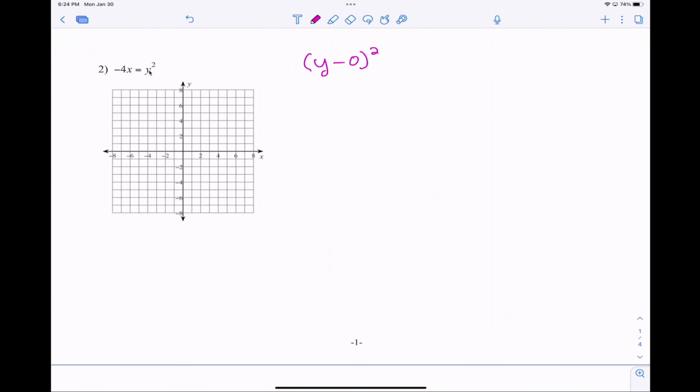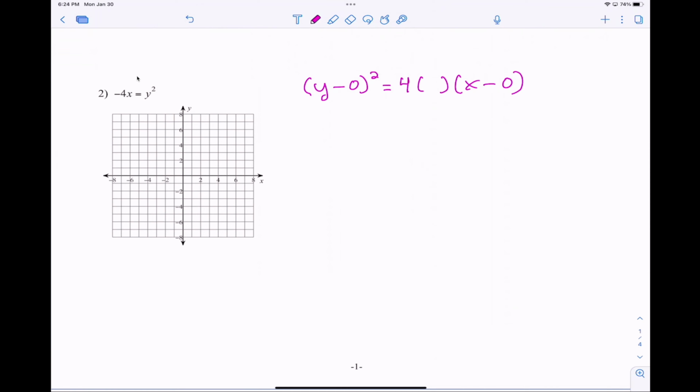There's no number there. If there was, we'd see it in the parentheses. Equals negative 4 x minus 0. Oh, I'm actually not going to write it that way. I'm going to write this as positive 4 times some number times x minus 0, because remember, the general form of this has to be y minus k squared equals 4p x minus h.